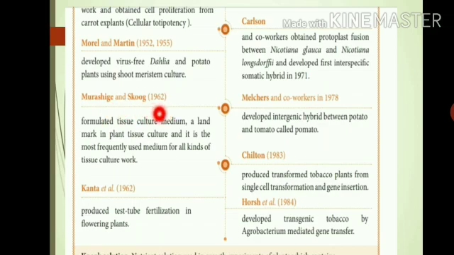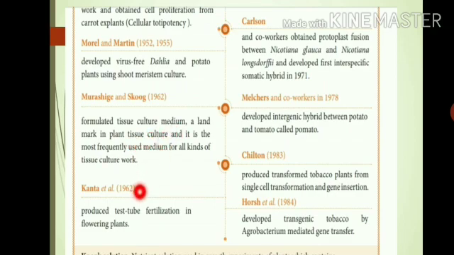Murashige and Skoog proposed MS medium. That MS medium is mainly used for plant tissue culture because MS medium contains a high carbon content. Then only it is the basic medium for plant tissue culture work. For all tissue culture work, it is the most frequent and suitable medium.